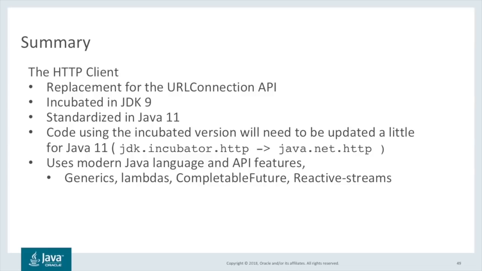The HTTP client API uses more modern language features like generics and lambdas, as well as more modern platform APIs like CompletableFuture and the reactive streams interfaces.